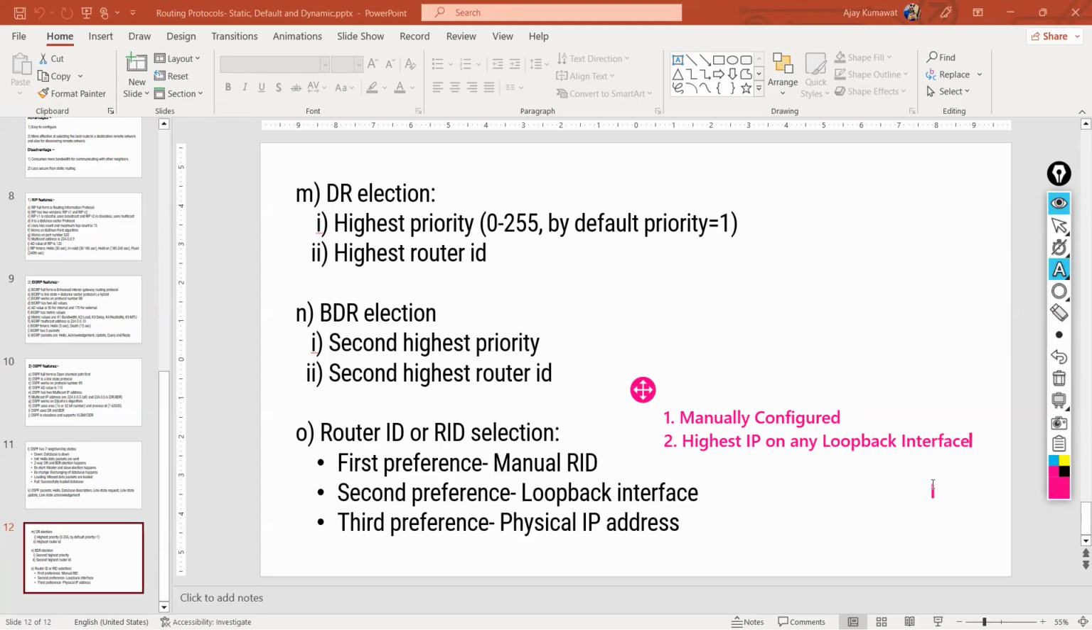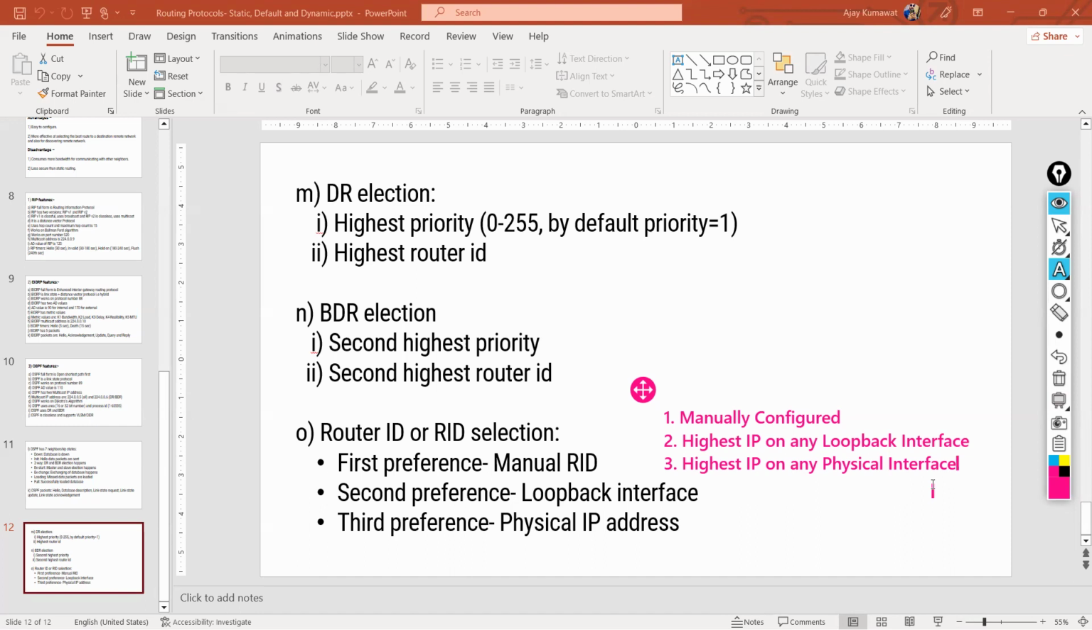That will be selected as your router ID. And if you haven't configured a loopback also, in that case, it will check the highest IP on any physical interface. This is how the router ID will be elected. Either you have manually configured it. If you have manually configured it, the router will elect that as the router ID. If you have not manually configured it, in that case, the highest IP on any loopback interface.